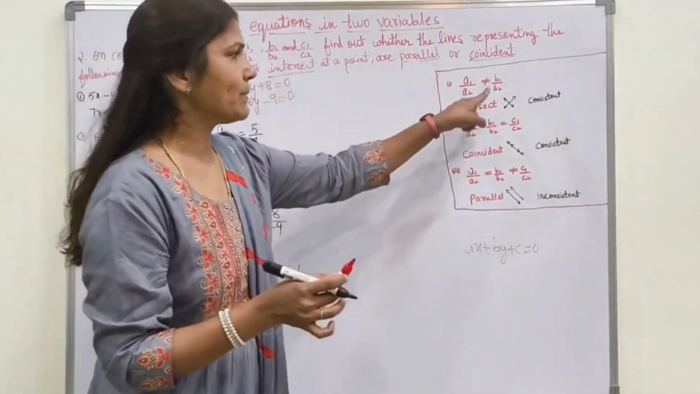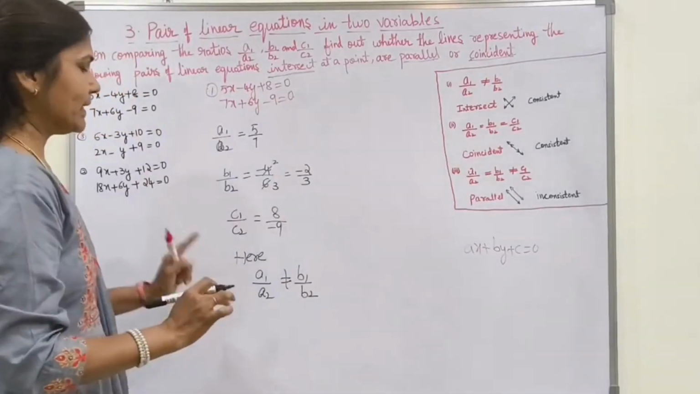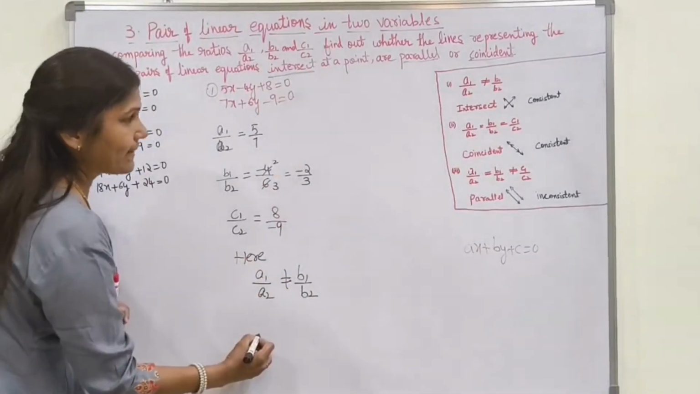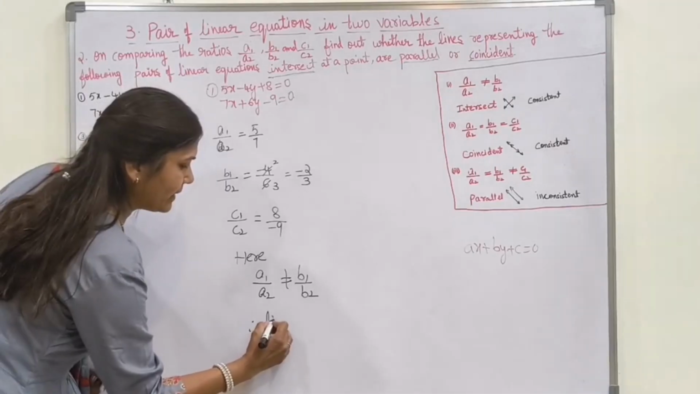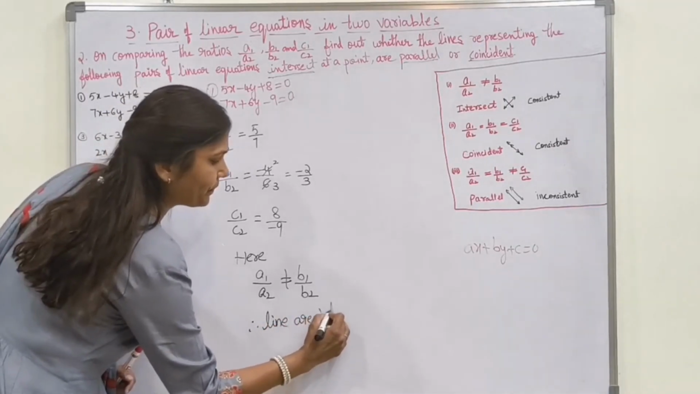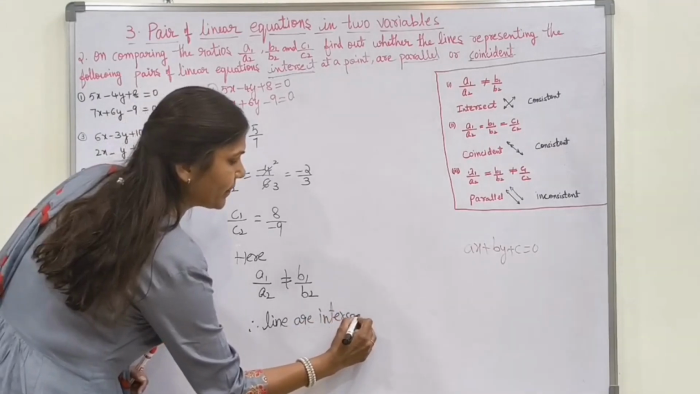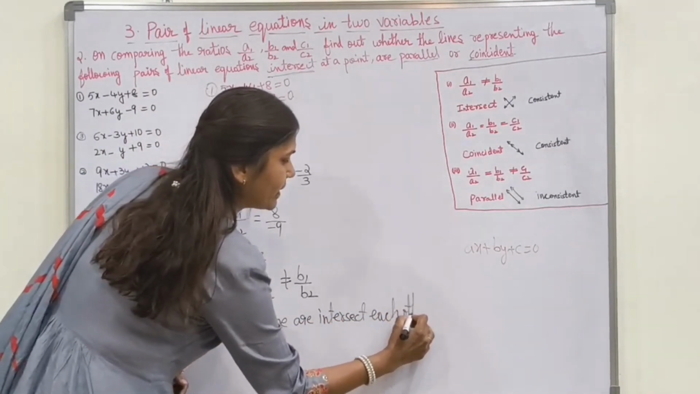Intersecting lines. Intersect means both lines meet at only one point. So which lines are here? The lines are intersecting. Therefore, the lines intersect each other.